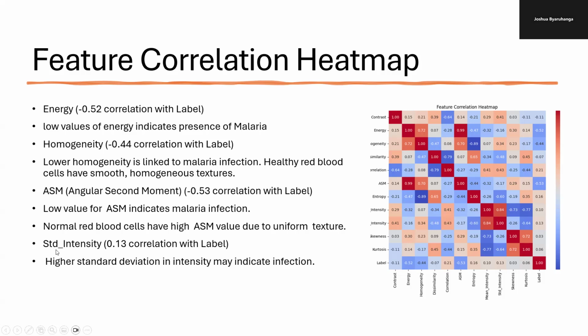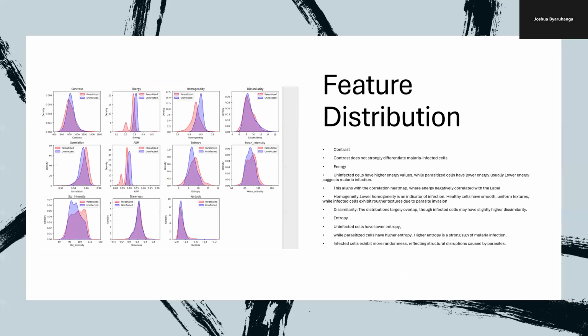Then the standard deviation intensity is quite high. This high value indicates that the cells are infected, since there is no uniformity within the cells. So these cells are dispersed from one another. So this would indicate the presence of malaria within that cell.